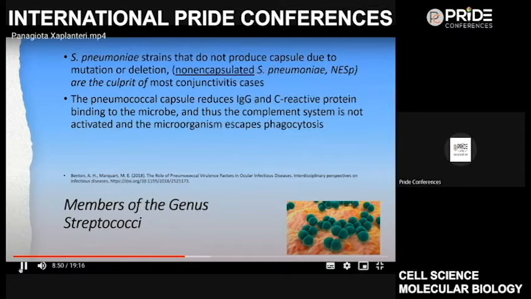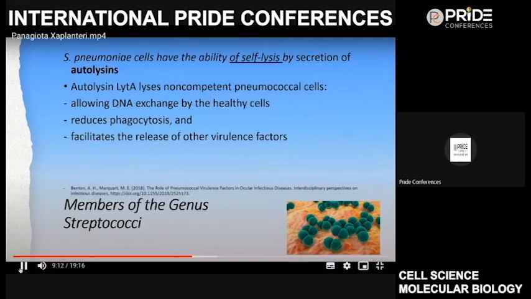Streptococcus pneumoniae strains that do not produce capsules, with mutation or deletion, are non-encapsulated microbes that are the cause of most conjunctivitis cases. The pneumococcal capsule binds C-reactive protein to the microbe, and thus the complement system is not activated and the microorganism escapes phagocytosis. Streptococcus pneumoniae cells have the ability to undergo lysis by secretions of autolysin. Autolysin may lyse non-competent pneumococcal cells, thus allowing DNA exchange by the healthy cells, reduces phagocytosis, and facilitates the release of other virulence factors.